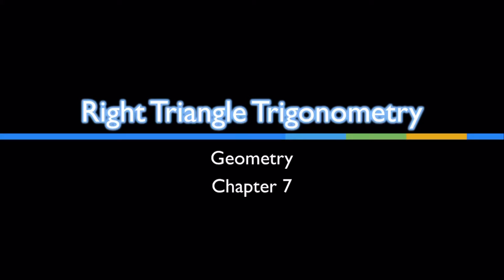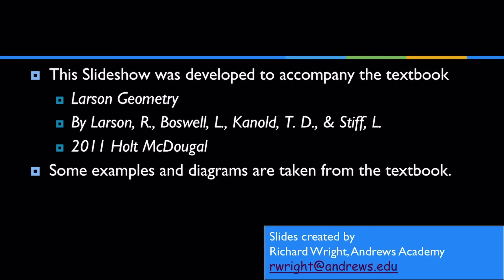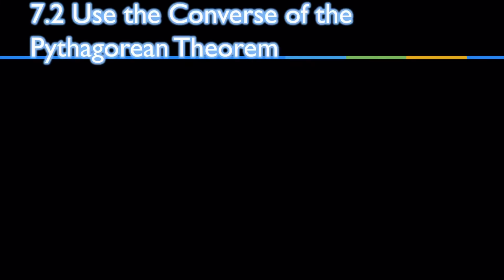Chapter 7, Right Triangle Trigonometry. Lesson 7.2. Use the converse of the Pythagorean theorem.